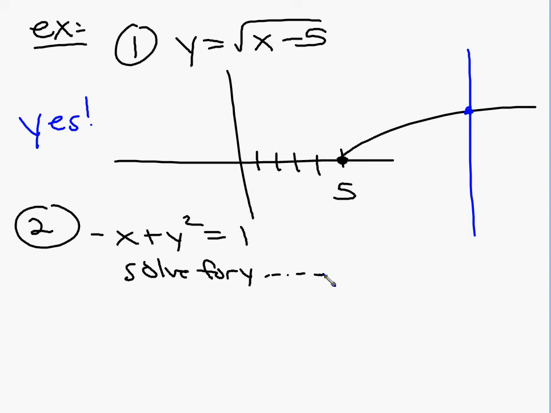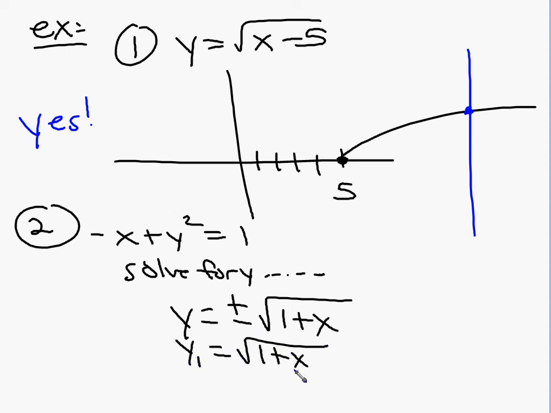Okay? And I'll go ahead and tell you what that is. You add x to both sides and then take the square root. It's going to be y equals plus or minus the square root of 1 plus x. How would I enter that on a graphing calculator if I wanted to? You'd have to enter it as two equations. You'd have to enter y1 as the square root of 1 plus x, and you'd have to enter y2 as the negative square root of 1 plus x. That's how you would have to graph it on your graphing calculator.